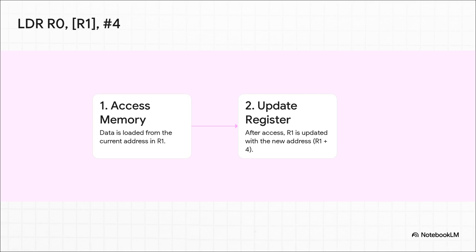It says, first, use the address I already have in R1 and load that data. Then, after you've safely got the data, you can go ahead and update R1 by adding 4 to it to get it ready for the next operation. So we act on our current location first, and then we move.